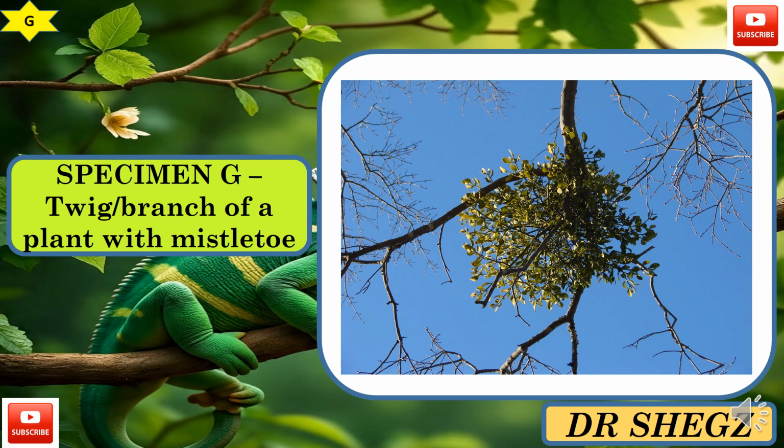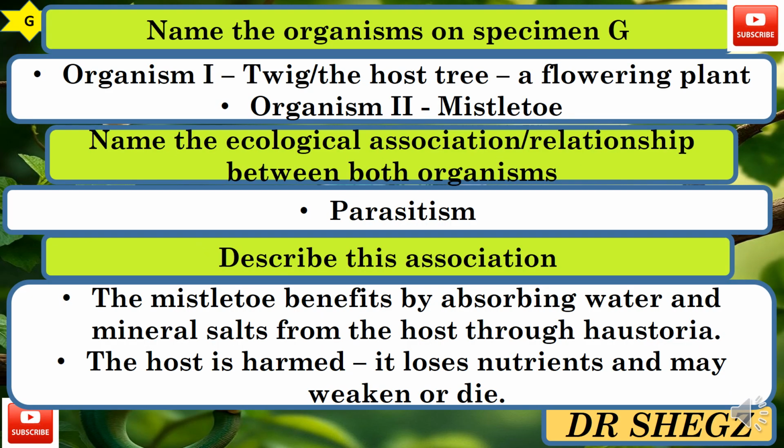Then you have your twig or branch of a plant with mistletoe. That's what is displayed there. That's your specimen G. So you have two organisms here. You have the twig, and of course you have the mistletoe, and it's a parasitic relationship. It's a parasitic association. These other types of association, we know mutualism, we know commensalism, but this one is parasitic.